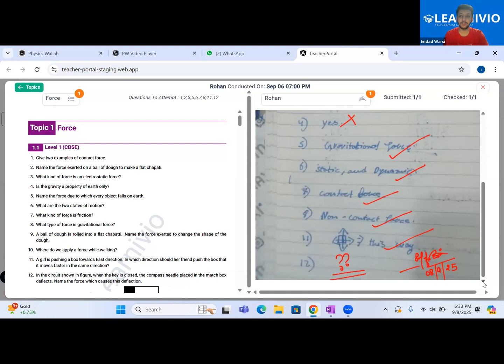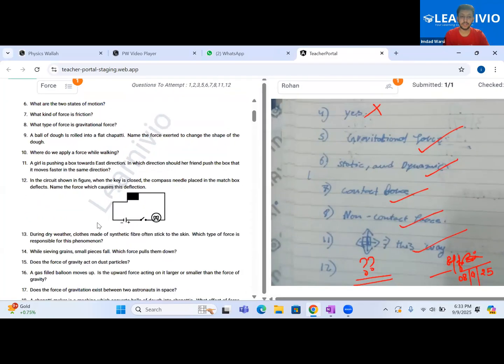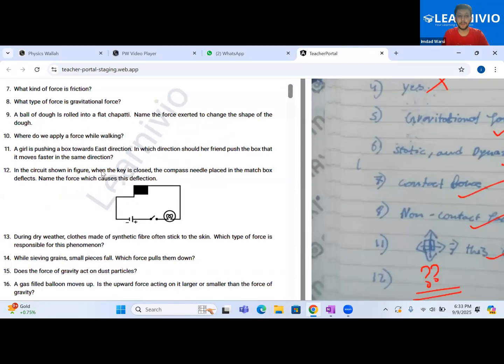You left the last question. You didn't do it. I didn't know the answer. See, it's not that difficult. In the circuit shown in the figure, when the key is closed, the compass needle placed in the matchbox deflects. Name the force which causes the deflection. You just see the diagram and tell what kind of force is acting here. So you see there is a bulb, a socket, and a battery.